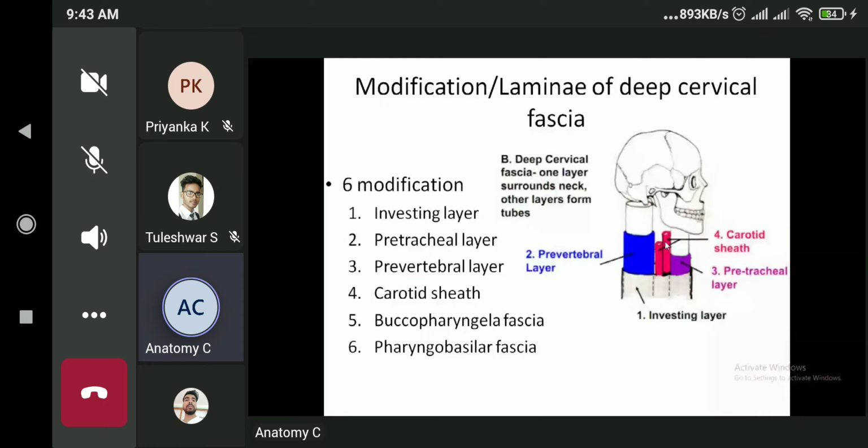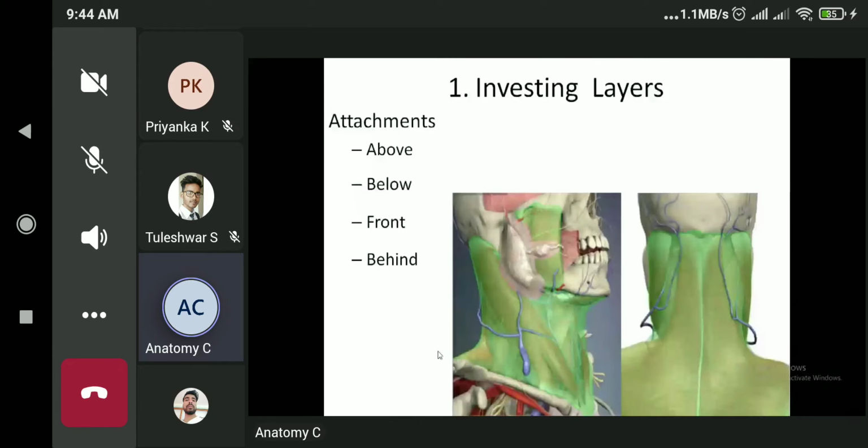Then the next one is the carotid sheath, which are two in number. The carotid sheath encircles the blood vessels and nerves of the neck. The compartment formed by this carotid sheath is considered the neurovascular compartment. The next one is the buccopharyngeal and pharyngobasilar fascia. These are actually ill-defined fascia. So let's start to learn detail about each individual layer, starting with the investing layer. Now here in this picture, the green color representation is the investing layer.